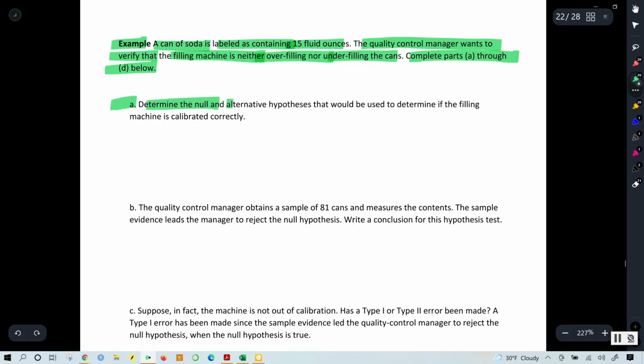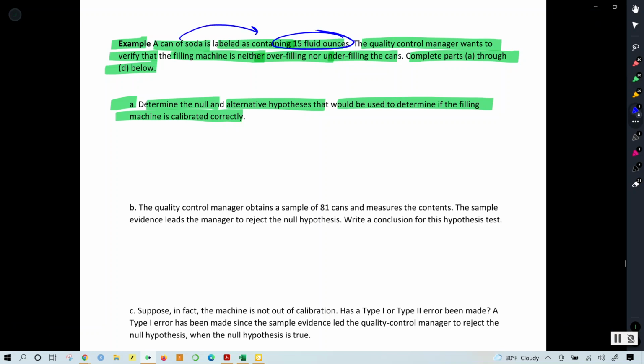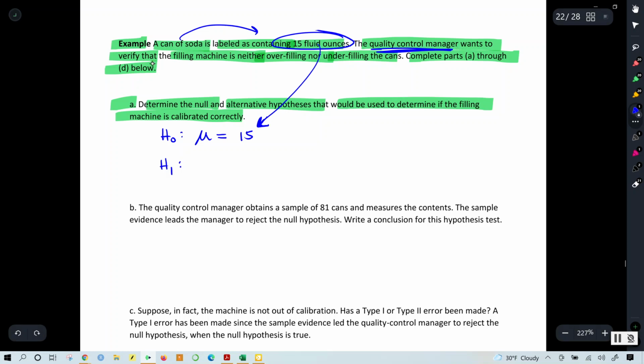A. Determine the null and alternative hypotheses that will be used to determine if the filling machine is calibrated correctly. Well, if the can of soda is labeled as containing 15 fluid ounces, that means, as far as the null hypothesis or the status quo is concerned, we want to make sure that the mean is what we advertised. Then, the job of the quality control manager will be to check that it is not over, that is greater than 15, or under, lesser than 15.